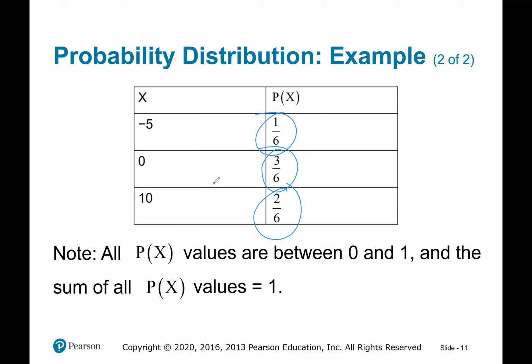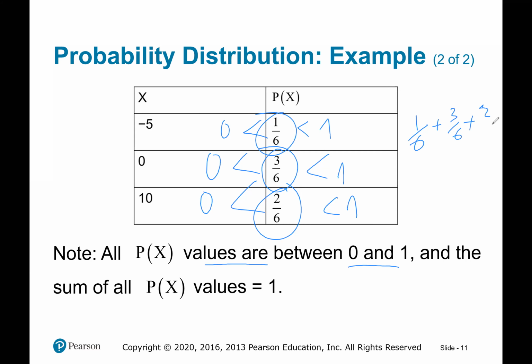Note that all probabilities of X values are between 0 and 1. See that? This one is less than 1, greater than 0, less than 1, greater than 0, less than 1, greater than 0. And when you add all of them, it should equal 1, right? So 1 out of 6 plus 3 out of 6 plus 2 out of 6 equals 1. So that's satisfied, right?